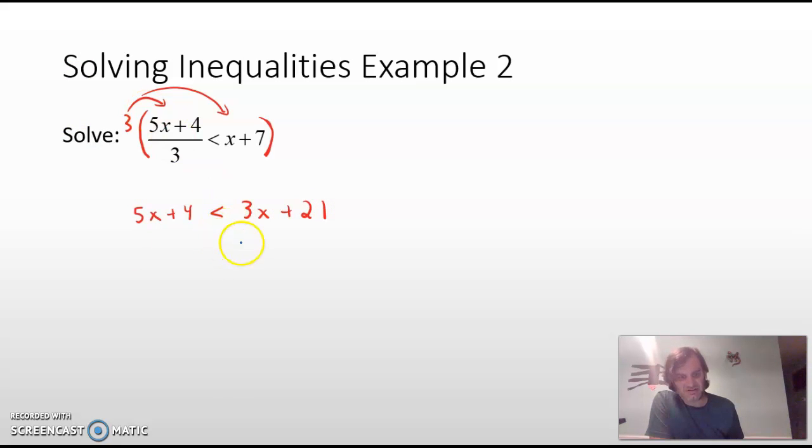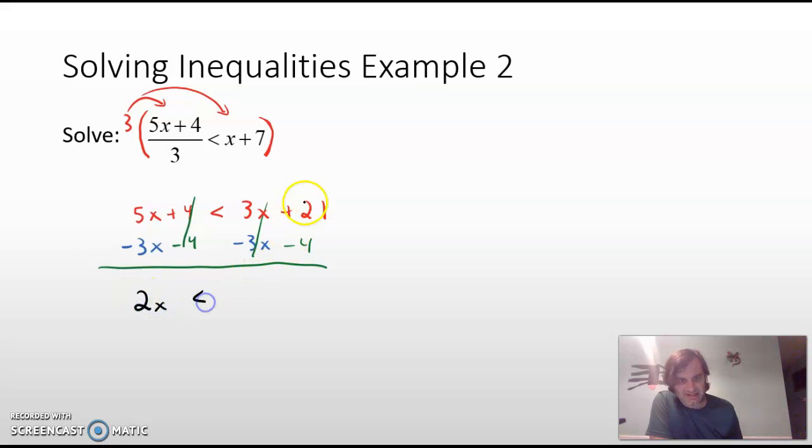Then, there's no parentheses, so now I'm going to work on getting all my x's to the left, because that's where I like them. So I'm going to subtract 3x from both sides, and I'm going to subtract 4 from both sides. Okay, so certain things cancel out. So when I clean up a little bit, I get 2x less than 17 again.